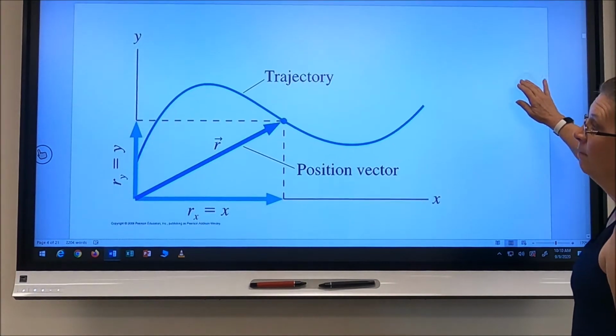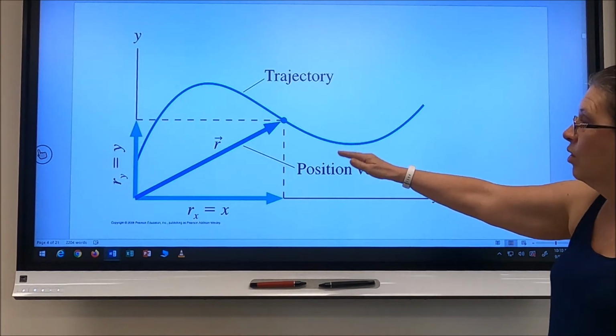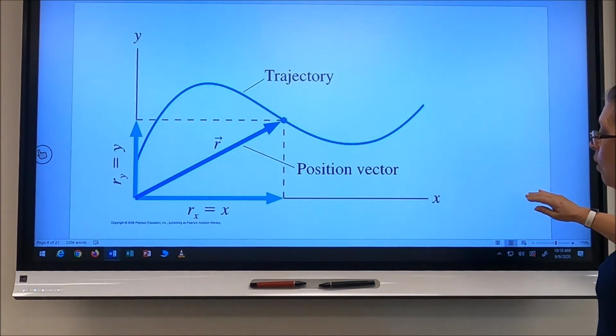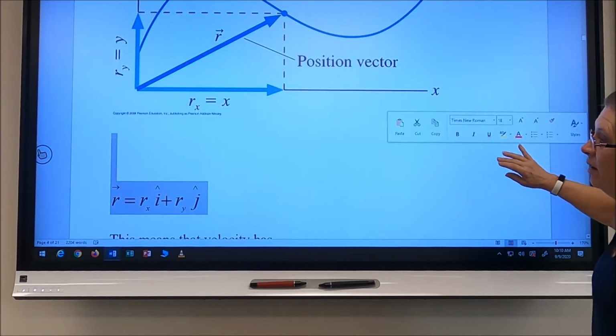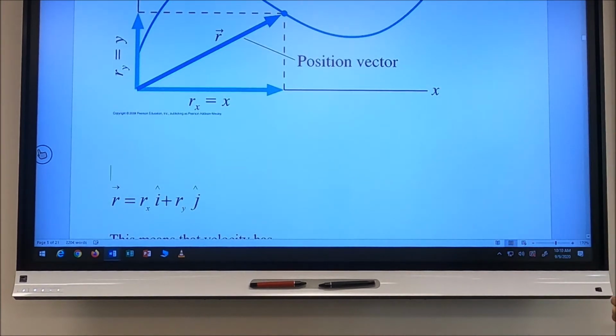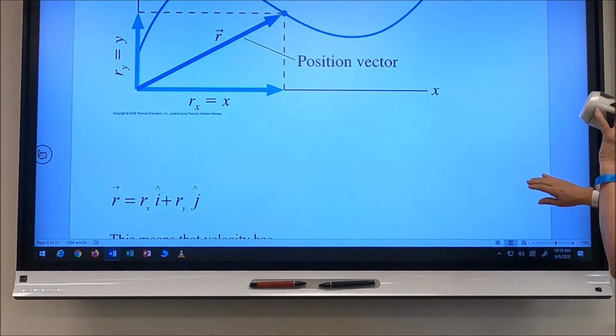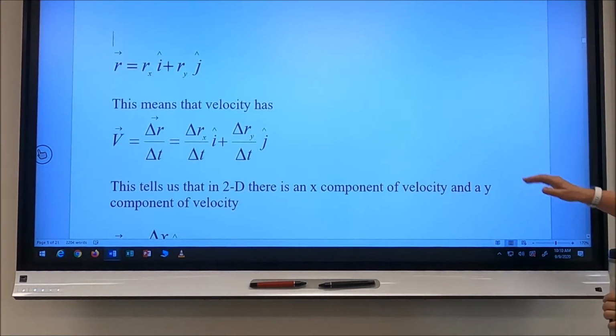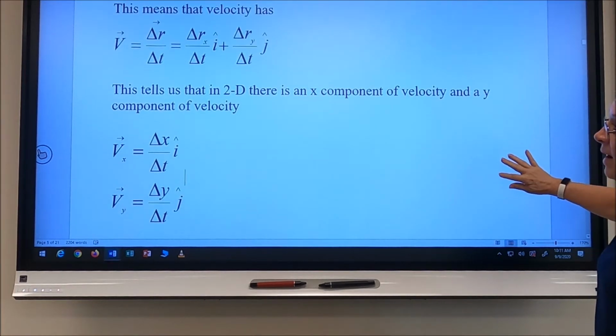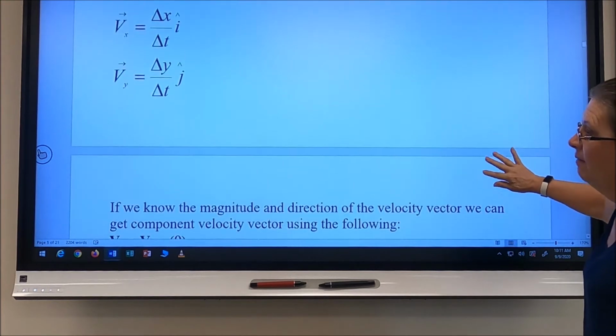Okay? So again, we've got that trajectory. We're going to start breaking positions up into x and y coordinates. And we can say that the r vector is equal to rx i plus ry j. This means that the velocity vector, delta r over delta t, is delta rx over delta t i plus delta ry over delta t j. So we have an x and y component of velocity.